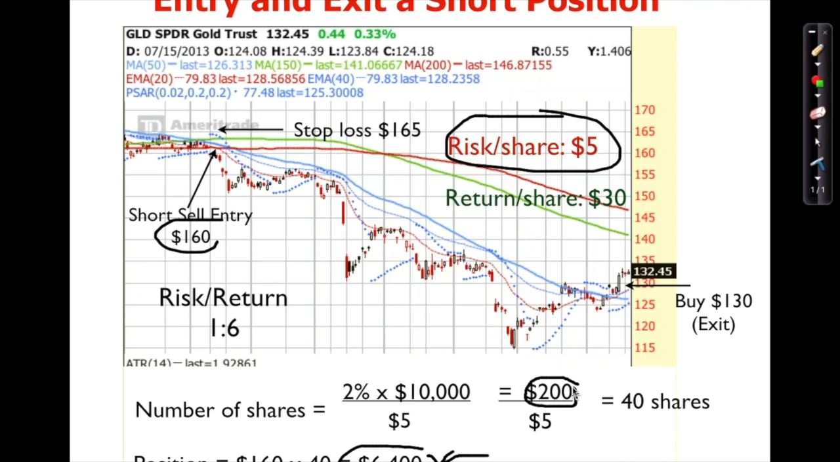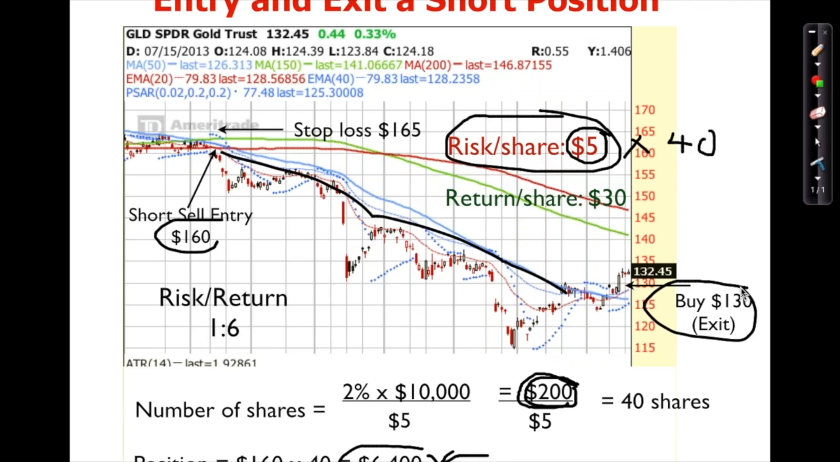Why? Because if the price hits the stop loss, I will exit at 165. I will lose $5 times 40. That's $200. So I'm risking $200. That's the most I can lose. Now if it goes down and I exit here, how much do I make? I make 6 times my risk. 6 times 200 is $1,200.